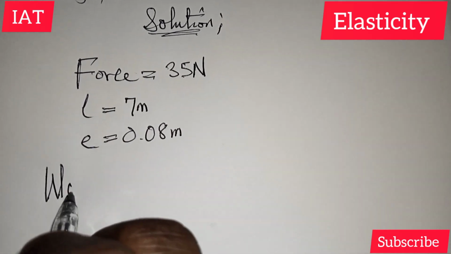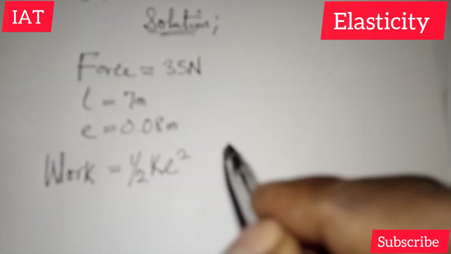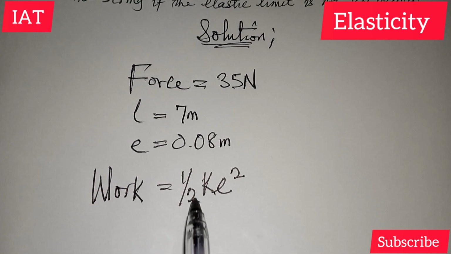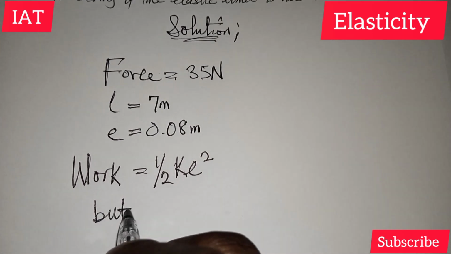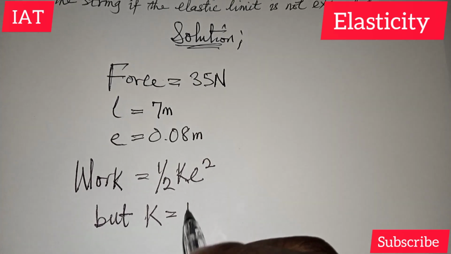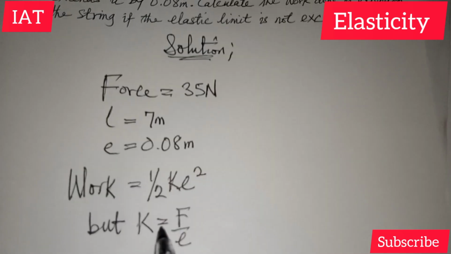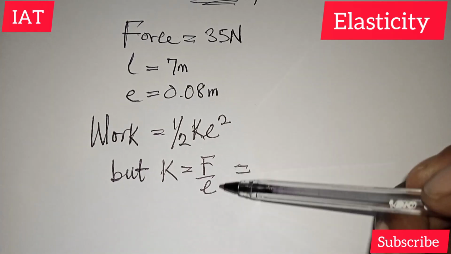Work done in elasticity is half k e squared. It is derivable, but just take note of this expression: work done in an elastic spring is half k e squared. But remember that when we introduced Hooke's law, we said that F is equal to Ke, and we made K the subject of the formula, so k is equal to F over e.